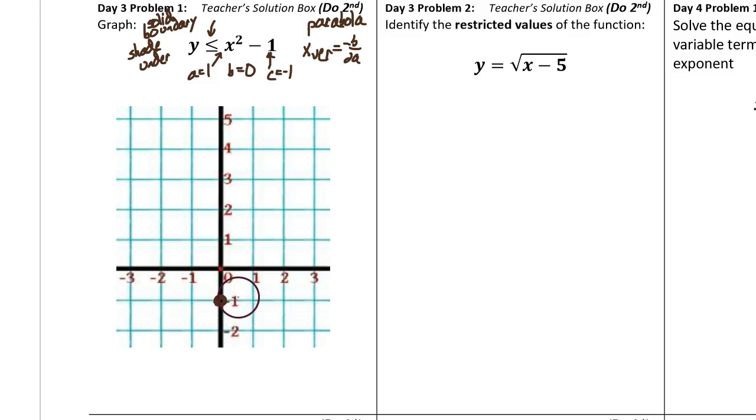To make the branches, you can make an xy table. Or, depending on how experienced you are, you can use patterns. When the value of a is 1, another dot is over 1 and up 1, and to the left. And for yet another dot, you could go from the vertex over 2 and up 4, and there'll be a corresponding dot on the other side. Remember, we said it was a solid boundary, so draw in a parabola. And we had already identified that you shade under the parabola.